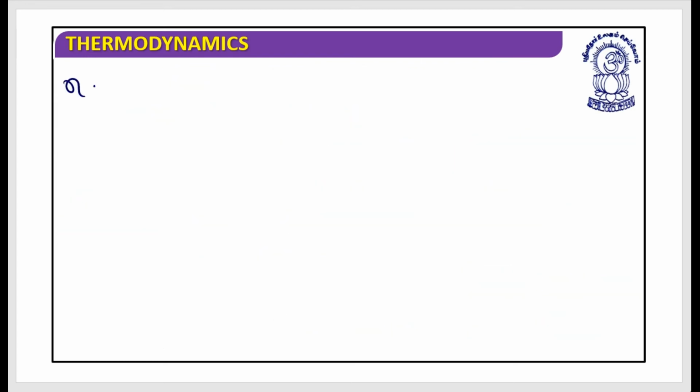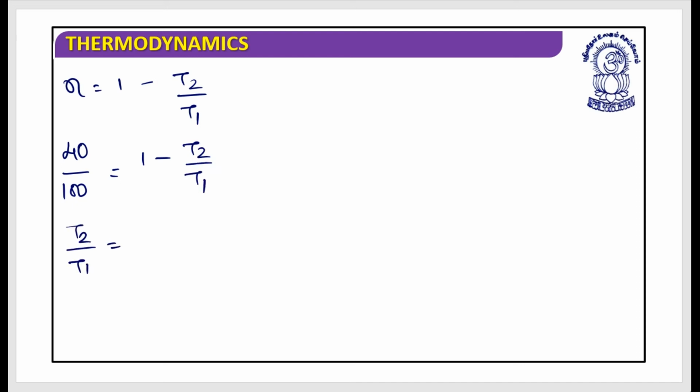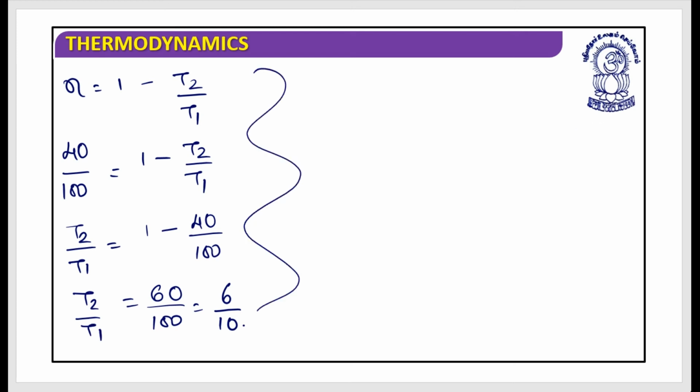Initially I have this relation: efficiency is 1 minus T2 by T1, and the initial efficiency was 40%, so it would be 40 by 100, which is equal to 1 minus T2 by T1. I don't know the values of T2 and T1, so T2 by T1 is equal to 1 minus 40 by 100, which is 60 by 100, or 6 by 10. This is T2 by T1. I hope this is clear.